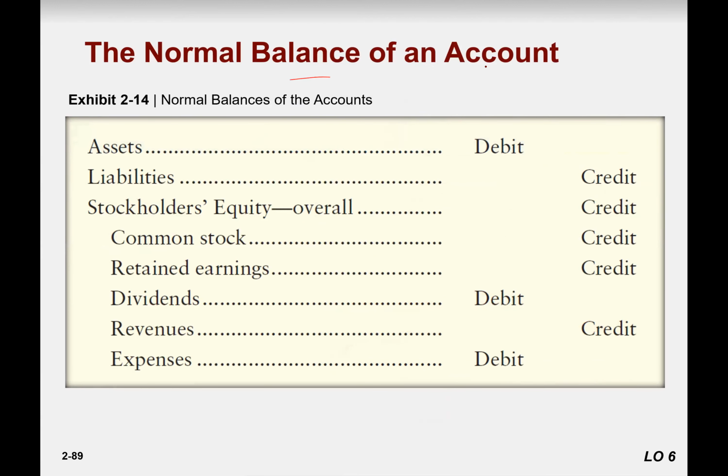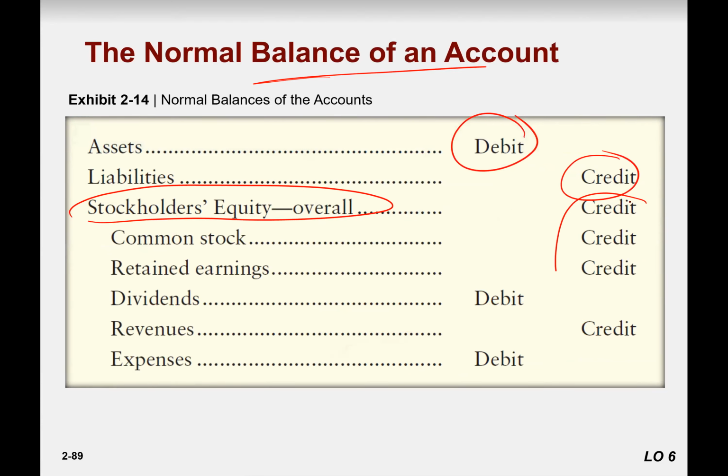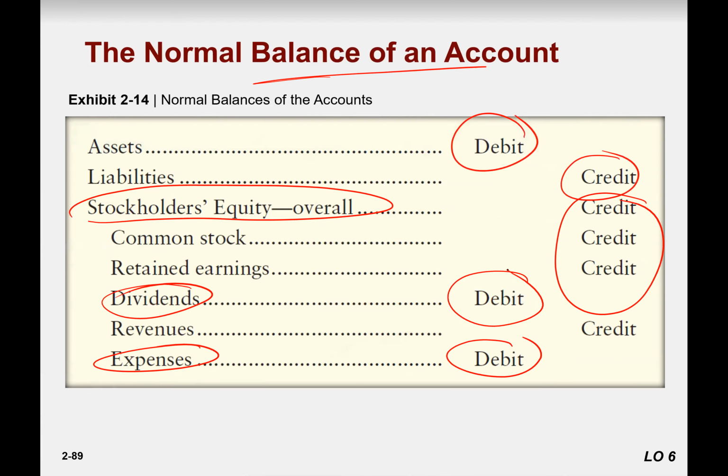So the normal balance of the accounts, I told you: assets have a normal balance of debit, liabilities have a normal balance of credit. Similarly, all the stockholders' equity accounts have a credit balance, except dividends and expenses, which have a normal balance of debit. If the question is silent and says that the liabilities balance is 4,000, we automatically assume that it's a normal balance, and the normal balance of a liability is always credit. Unless the question itself says that we have a debit balance of liability of 400, then we write it on the debit side, 400.